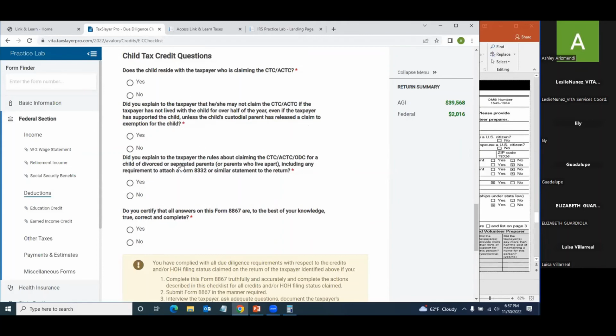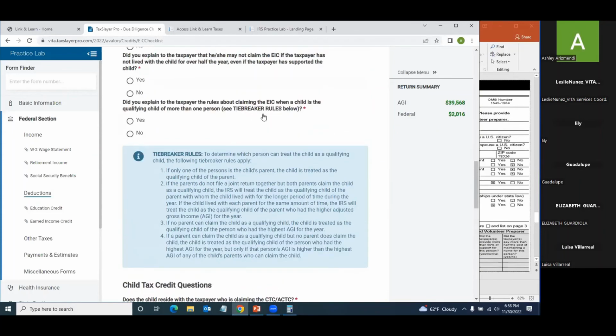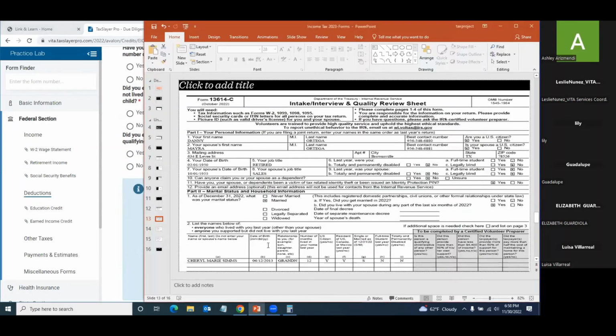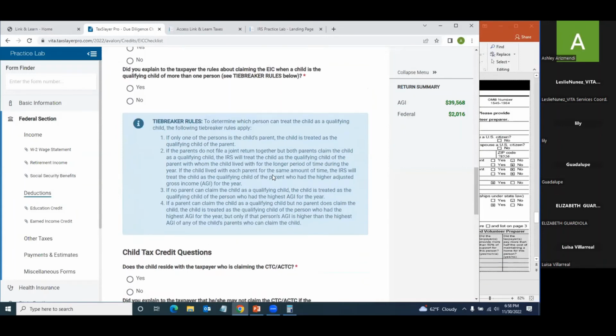What about if the child lives 6 months and 6 months, like a shared custody? Then that would go back to the tiebreaker rules up here. So if you claim them, you would say that somebody else can claim them as well. Like down here, it would ask you if somebody else can claim them as well. Okay. Thanks. That's how you would know, and then the IRS would determine who gets what portion. Okay.